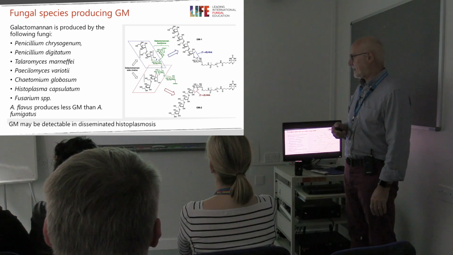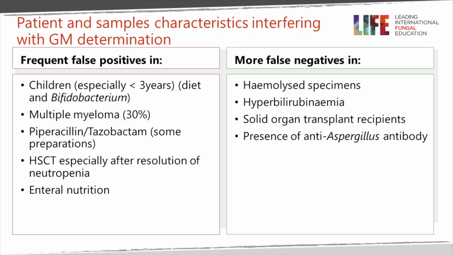of another lecture. So, it's worth remembering these, that false positives are frequently found in children, especially in neonates, where we find very high levels of Galactomannan in their serum, and this is because of various dietary factors, but also the presence of this bacterium, Bifidobacterium. Patients with multiple myeloma, it appears that up to 30% of these patients have Galactomannan, and we're not sure why that is. As I said already, these formulations of some antibiotics, but also in stem cell transplant patients, especially after the resolution of neutropenia and patients who are undergoing enteral nutrition.